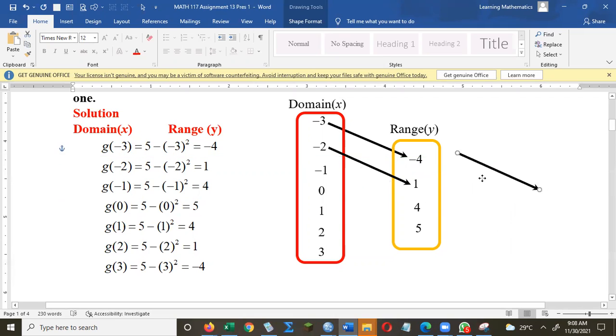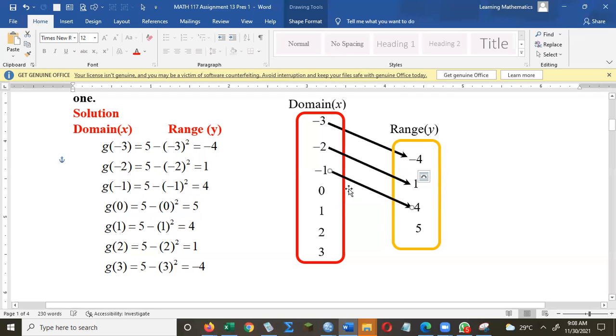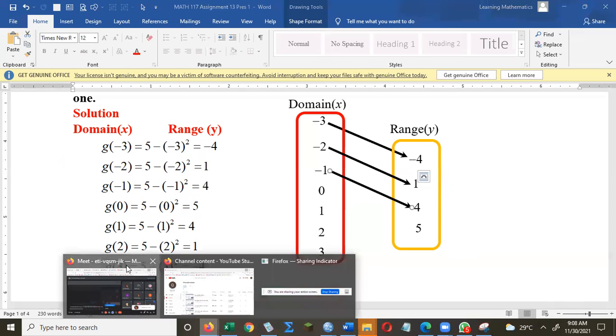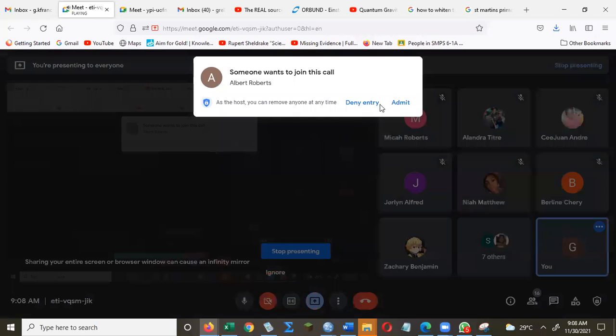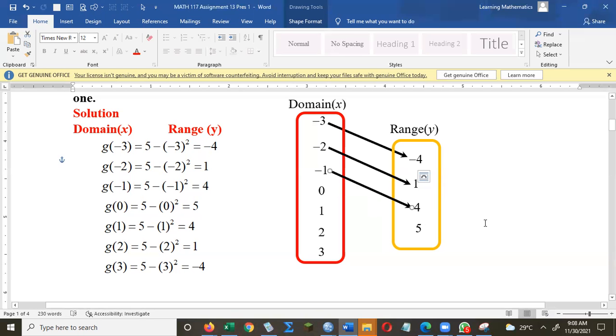Correct. What must I do with this arrow now? So it says put it on -1, and -1 maps onto 4. All right, so that's what it says. Very correct. You put it on -1 and it maps onto 4.